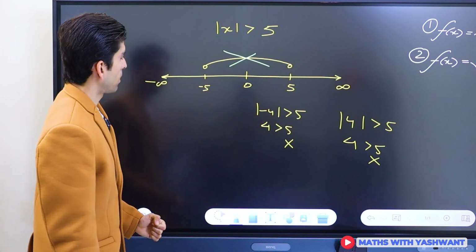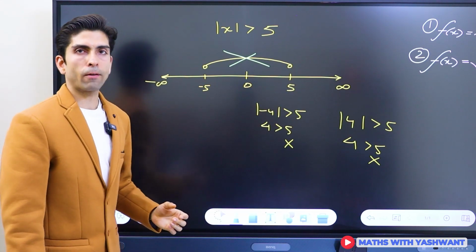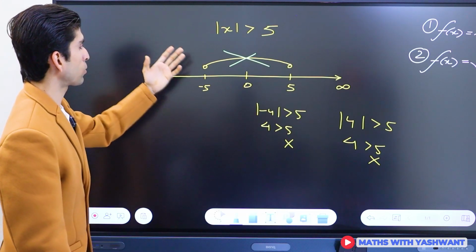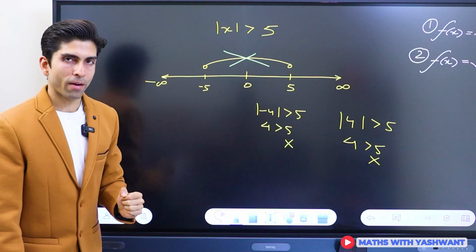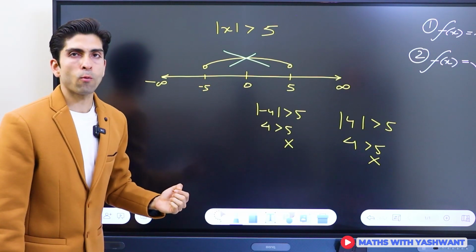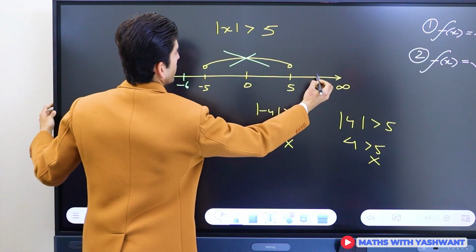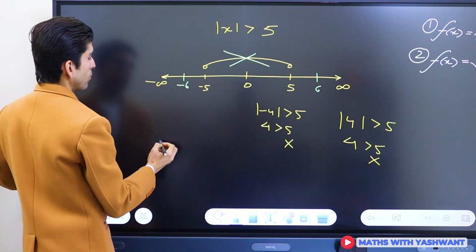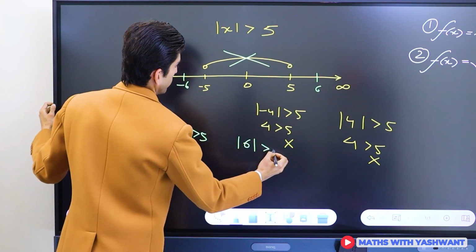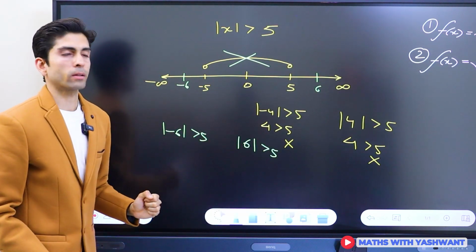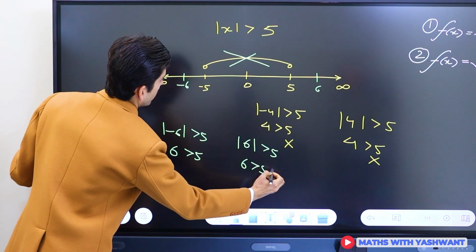Alright. Now let's try to find the values of x from the other intervals that we are left with. So we are left with negative infinity to negative 5 and 5 till positive infinity. Now if you take any value of x from these intervals, let's verify what's happening here. Suppose we take negative 6 and positive 6. When you take negative 6 and positive 6, you will find that the inequality is satisfied.